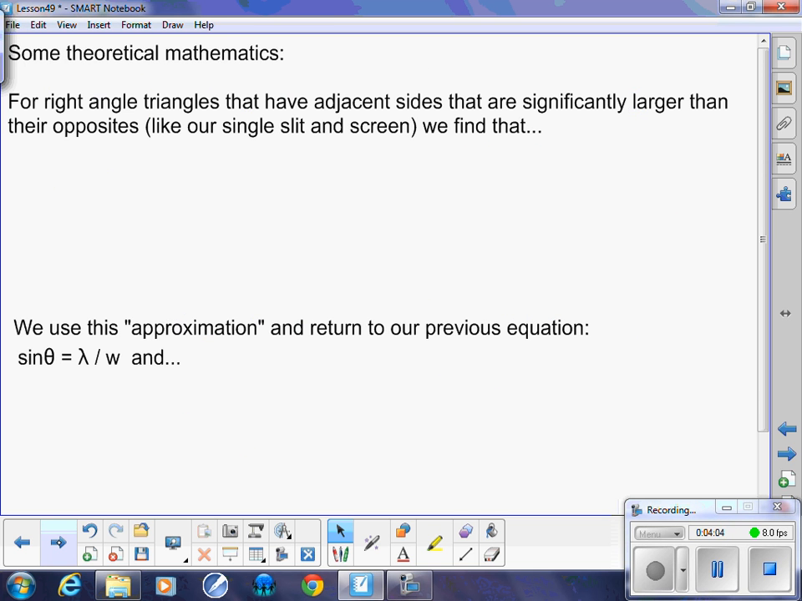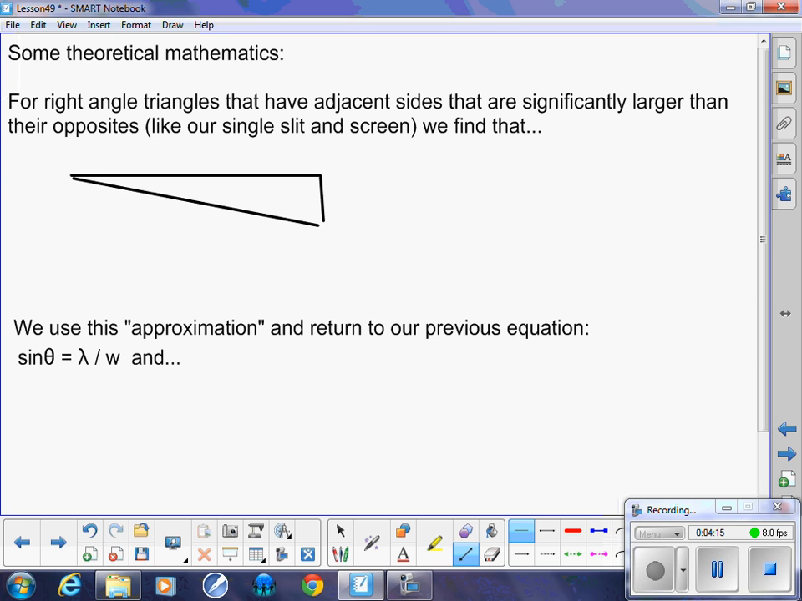Now, before I get to an example, we're going to do some theoretical math for you here. Some people are going to just accept, and some people are going to want to know a little bit more. But let's take a look at a right angle triangle and talk about what happens when a particular value gets really small. So L is our distance to our screen. H is the hypotenuse of this triangle, and x1 is the distance from the center line to the maximum or minimum. All right, so this is our screen. Here's the slit. So we're looking at that angle theta.